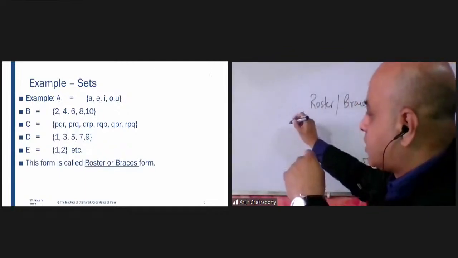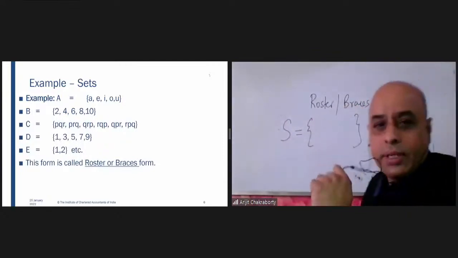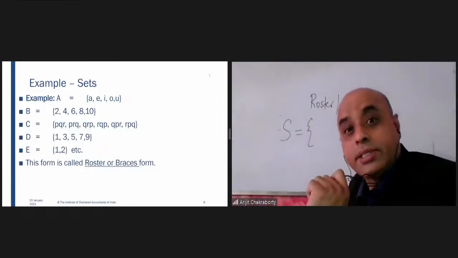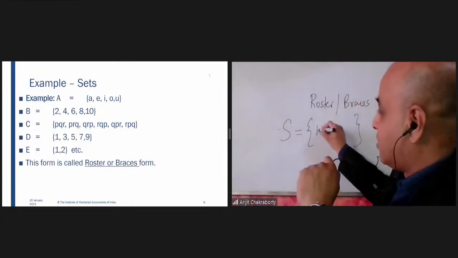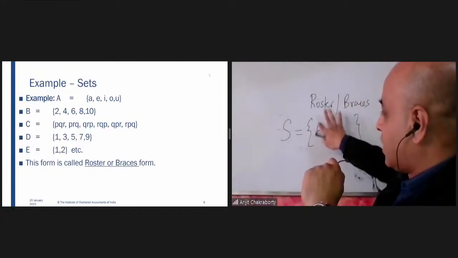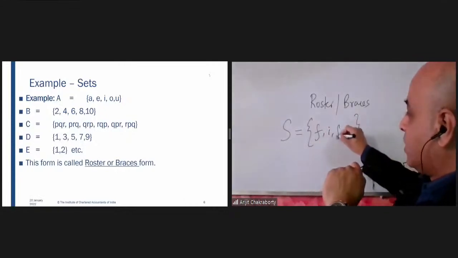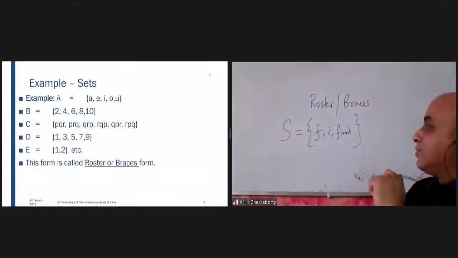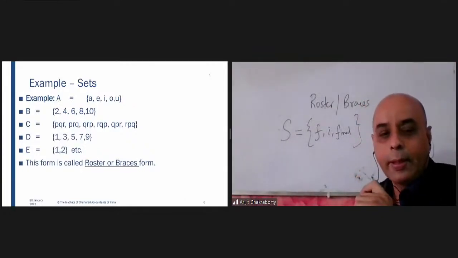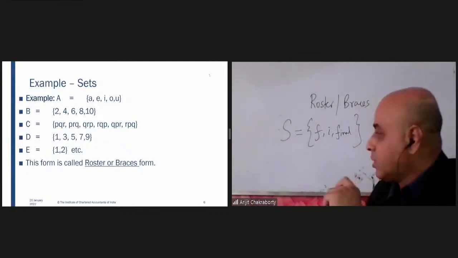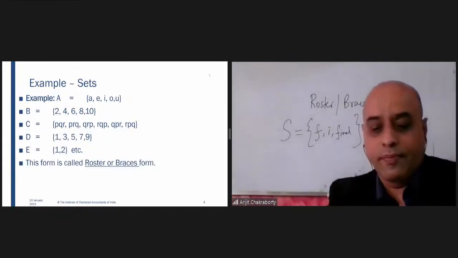So when I say that set S is, for example, the set of 3 exams which you need to appear for in CA, I write, in small letters, foundation, intermediate, and final. Foundation, intermediate, and final. The set of 3 exams which you need to complete in CA, in the normal course. So here again, we can see this is a roster form or a braces form.